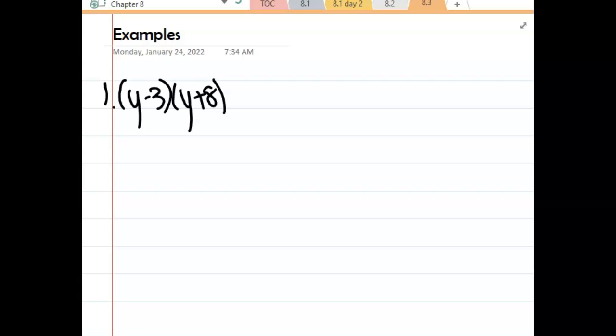So for the FOIL method, there are 4 things you have to multiply. First thing, the first term in each set of parentheses. So the first terms are y and y. So you're going to multiply those together. So y times y is y squared.